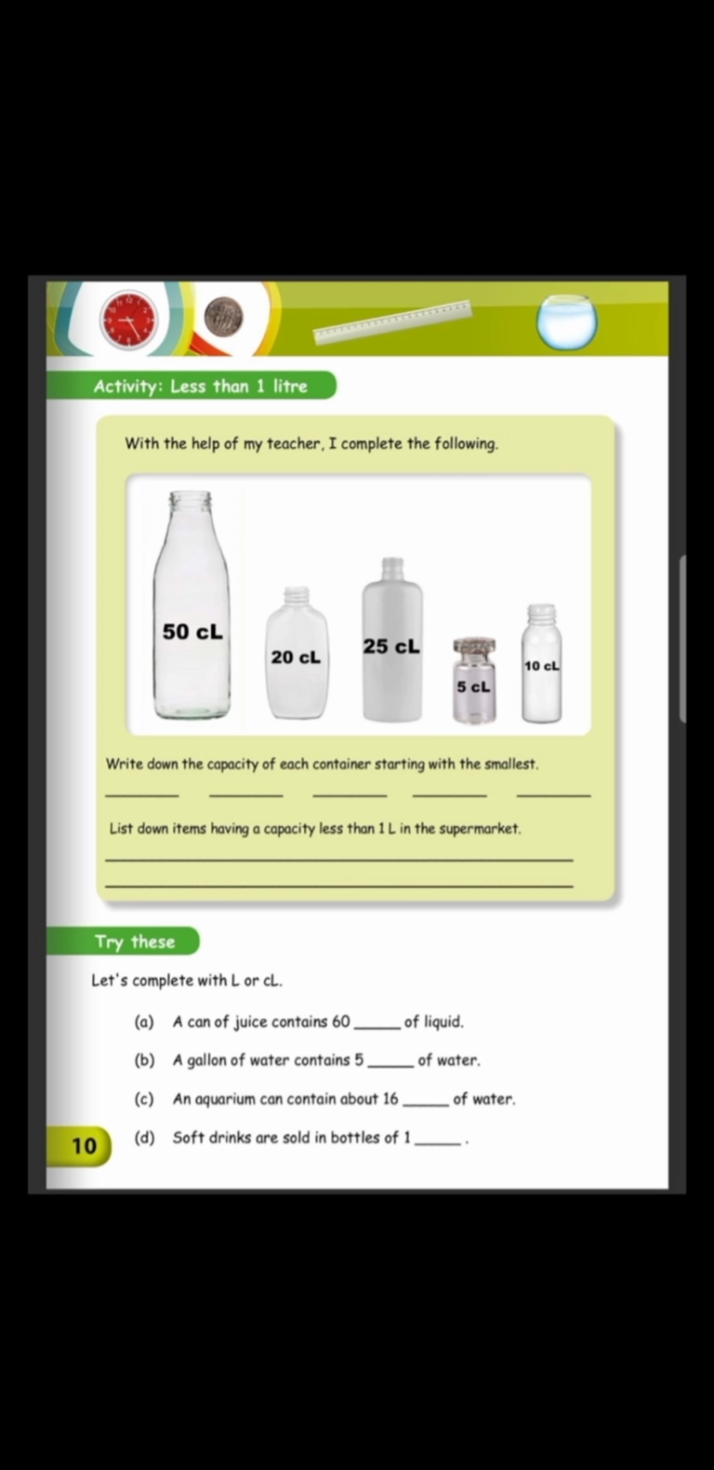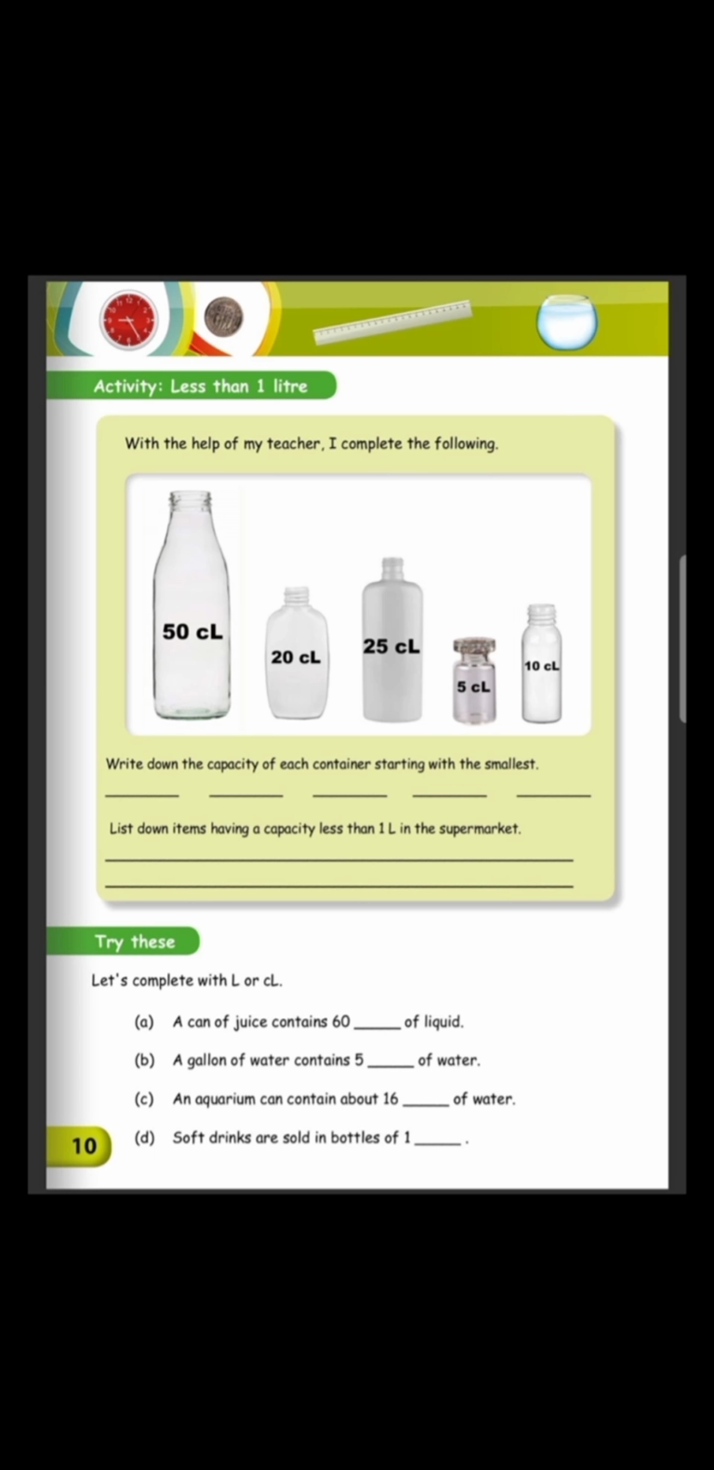Secondly, we should write 10 centiliters. Very good. Cross out the container, then you write 10 centiliters. Now we have 50 centiliters, 20 centiliters, and 25 centiliters remaining. Which one is the smallest? 20 centiliters. So you write 20 centiliters.